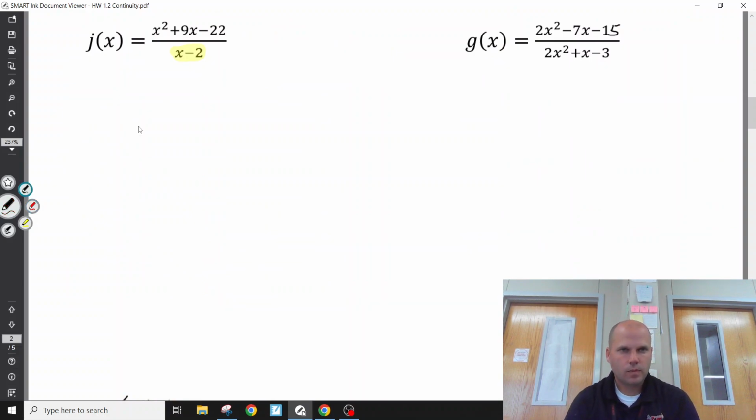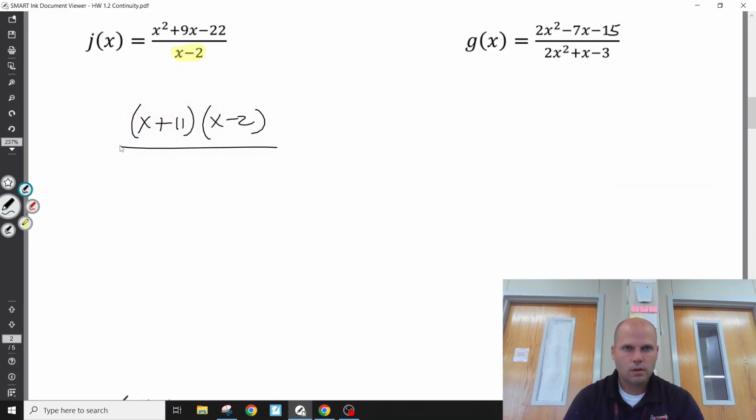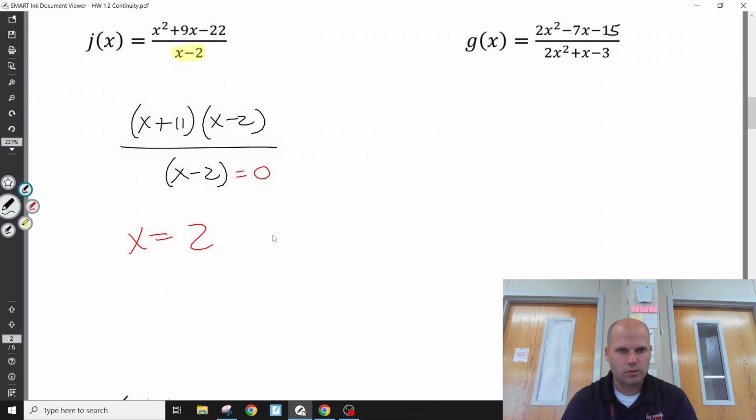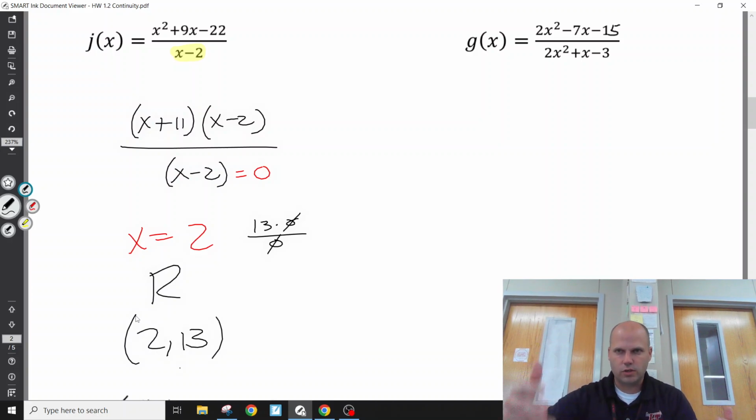Next one. X plus 11, x minus 2. That works. X minus 2. When does the bottom equal 0? X equals 2. If you plugged in 2, you'd get 13 times 0 over 0. If the zeros cancel, you get 2 comma 13. So this is removable. The location is 2 comma 13. When the zeros cancel, you get a 1.